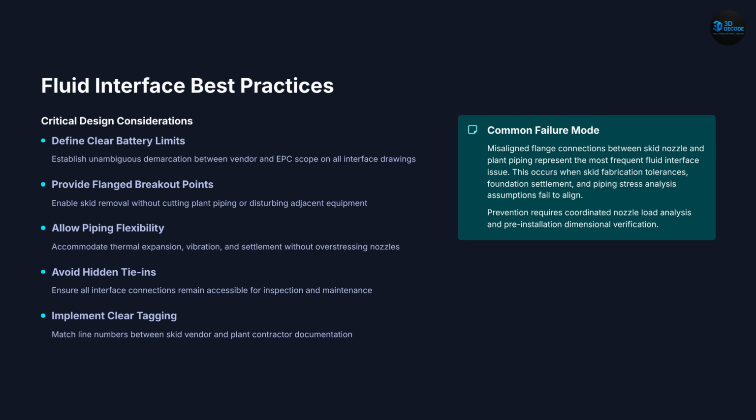Slide 6. Fluid best practices. To avoid problems, you must clearly define battery limits between vendor and EPC scope. Flanged connections should be provided so that the skid can be removed without cutting pipes. Piping flexibility must be ensured to handle thermal expansion and vibration. All connections must be accessible, and tagging must match between vendor and plant drawings. One of the most common failures is flange misalignment due to poor coordination.